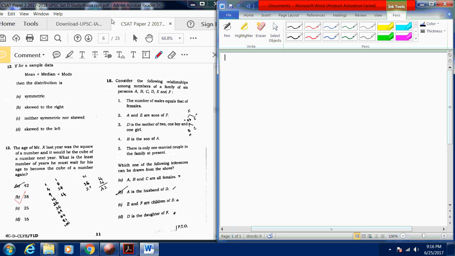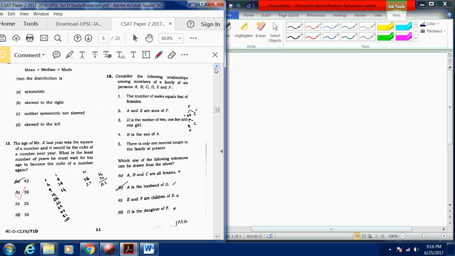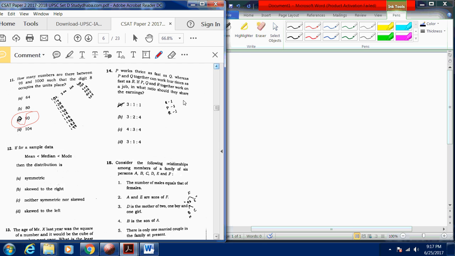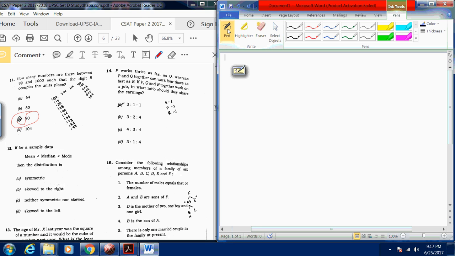So next question now. Okay, so question number 14. P works twice as fast as Q. P and Q together can work 4 times as fast as R. If P, Q and R work together on a job, in what ratio should they share the earnings? So this one is a simple one.